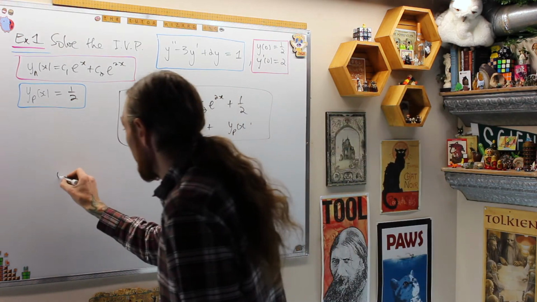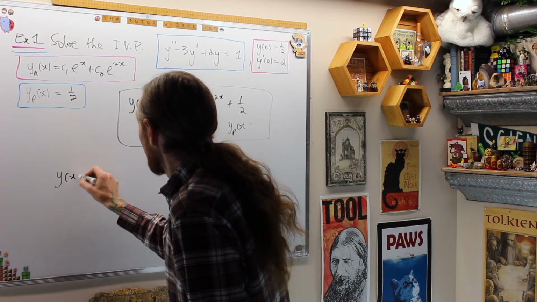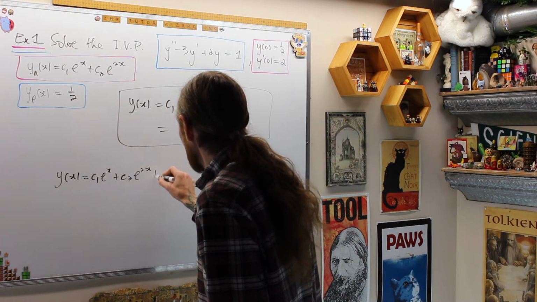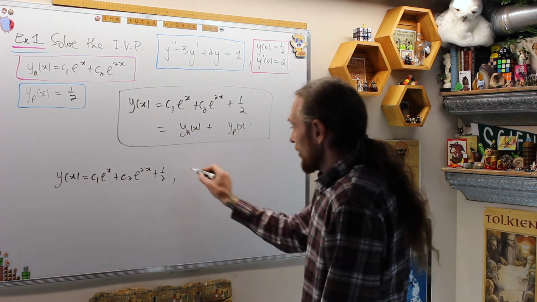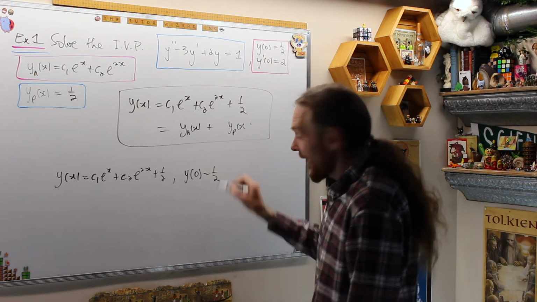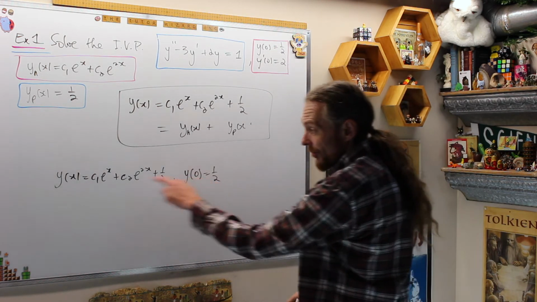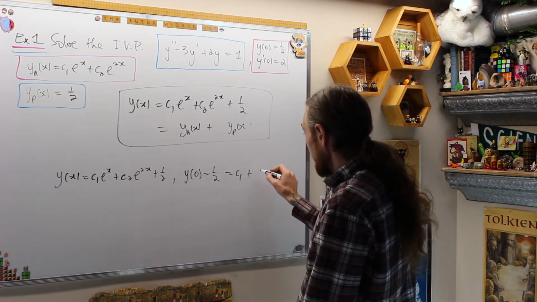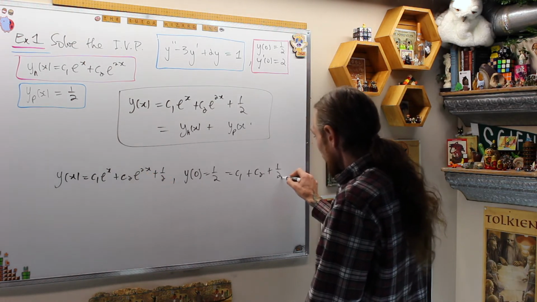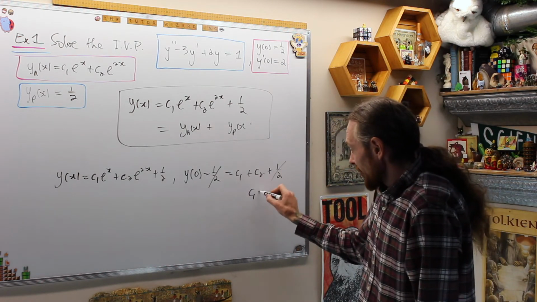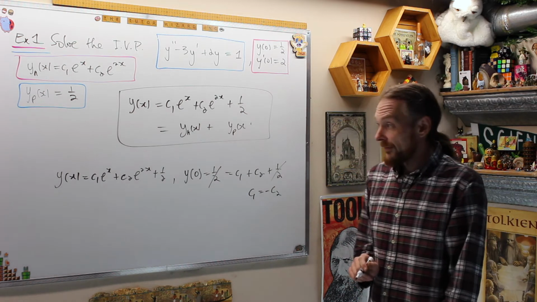So that tells me that y of x is C1 e to the x plus C2 e to the 2x plus 1/2. That tells me y of 0 is equal to 1/2. And then what I do is I put 0 wherever x is in this equation. That's going to give me C1 plus C2 plus 1/2. Oh, it's like I cooked this up ahead of time. Those are going to cancel off and I get C1 is negative C2 from the first equation.